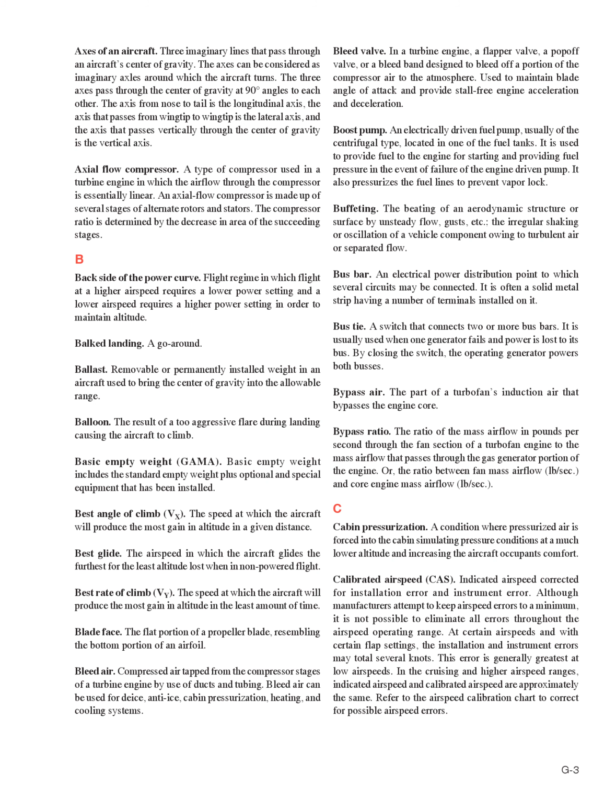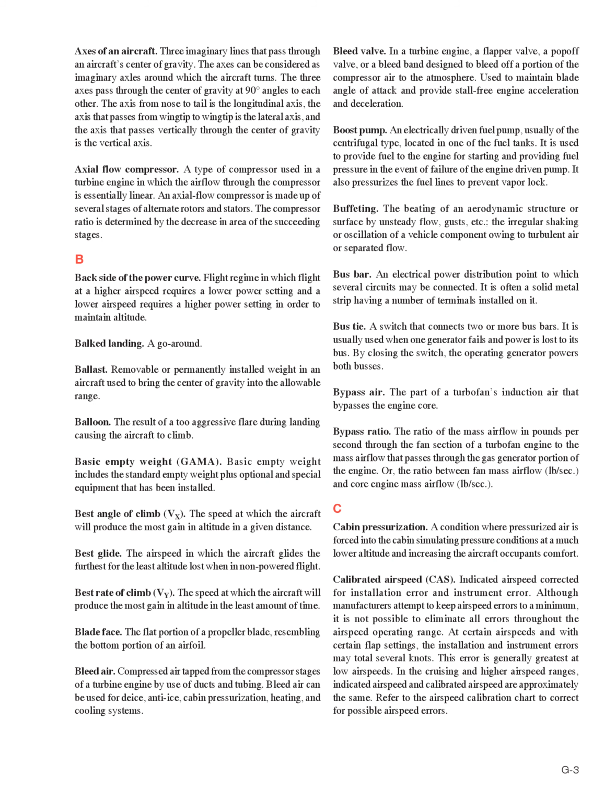Axial flow compressor. A type of compressor used in a turbine engine in which the airflow through the compressor is essentially linear. An axial flow compressor is made up of several stages of alternate rotors and stators. The compressor ratio is determined by the decrease in area of the succeeding stages.